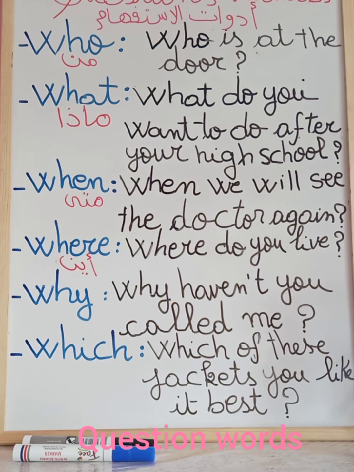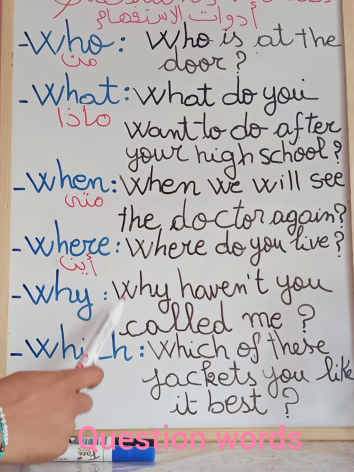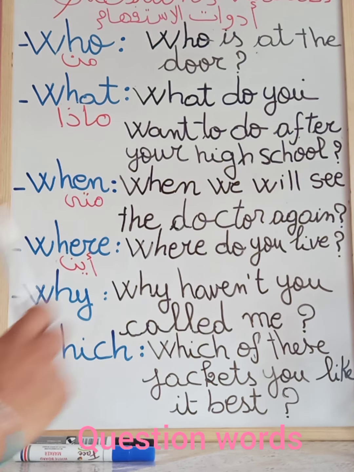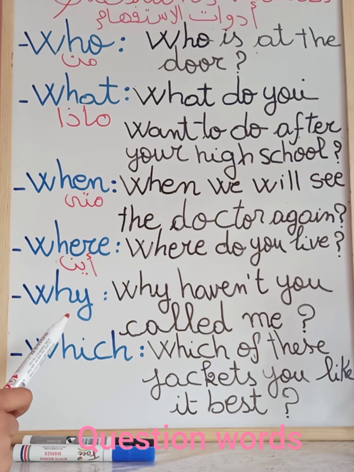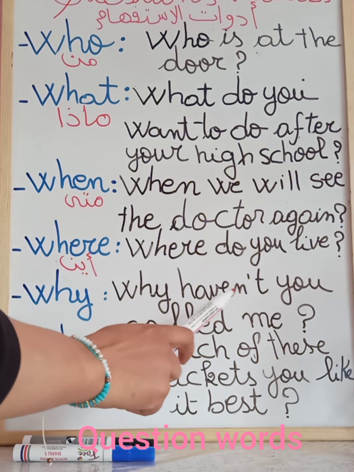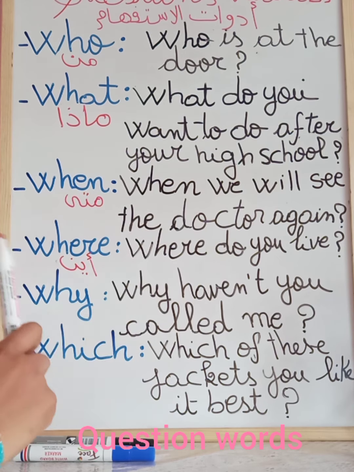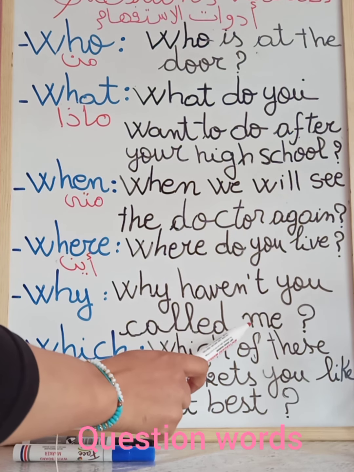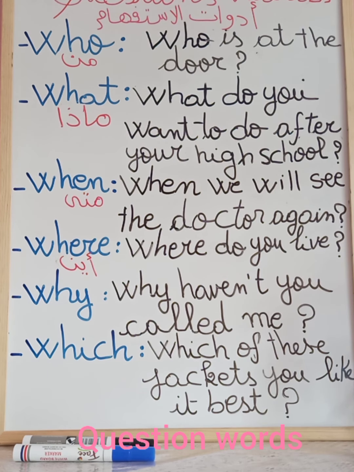Let's move, friends, to the next question word. Here we have why. Why haven't you called me? So here I'm asking about the reason. You know, reason, it means السبب. Why haven't you called me? So, why, we use it to ask about the reason. So, why in Arabic we say لماذا.